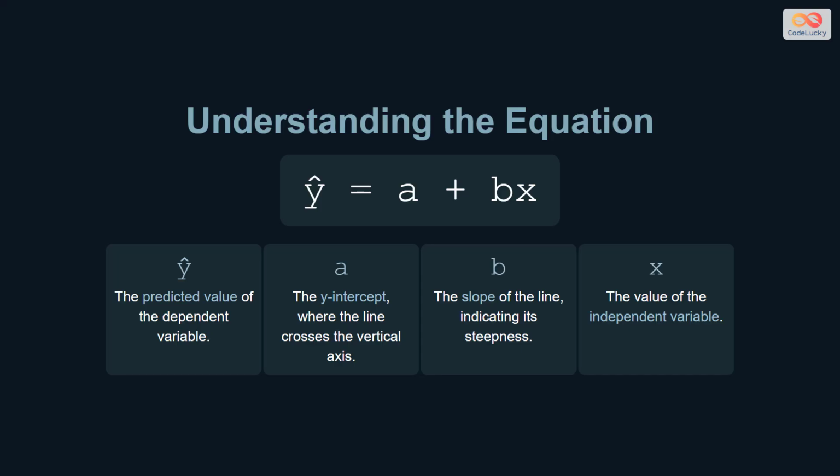This is the core equation for a simple linear regression model. Y hat represents the predicted value of our dependent variable. A is the Y-intercept, which is where the line crosses the vertical axis. B is the slope, which tells us how steep the line is, and x is our independent variable, the value we already know.